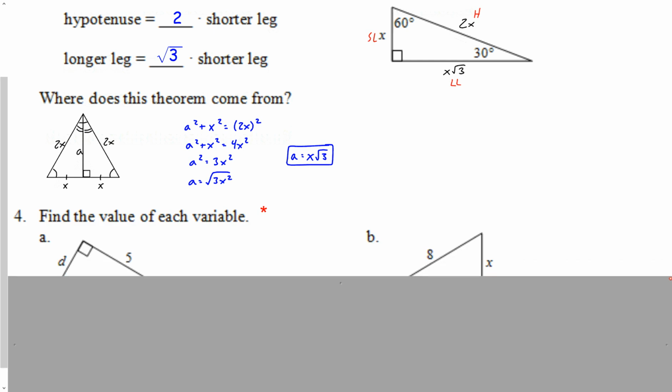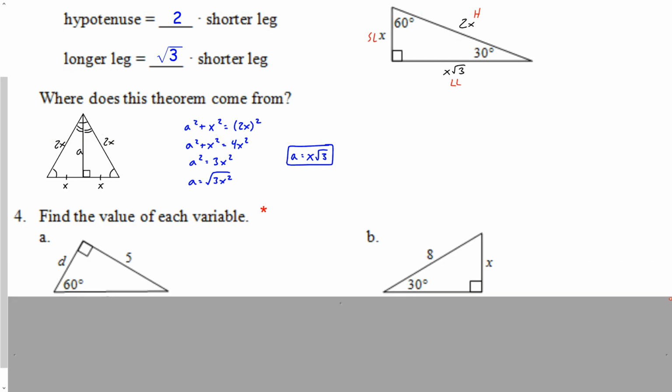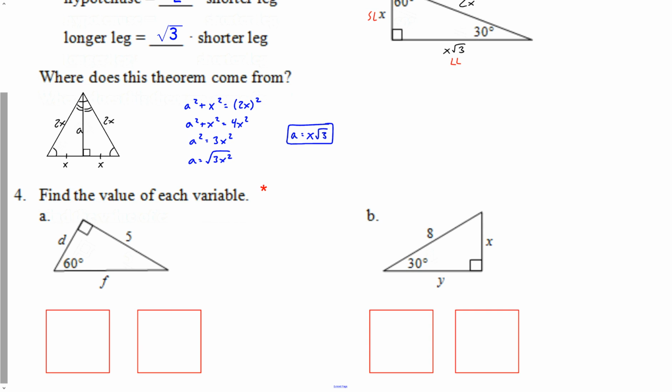So a couple examples of 30, 60, 90 triangles now. One extra note for you to add. You must find your shorter leg first. If you're not given the shorter leg, you must find the shorter leg first, because that is the side of the triangle that the other two are related to. So if you have to go back to the short leg first, then great. If you already know it, then you can figure out the hypotenuse and the longer leg in whichever order you'd like.